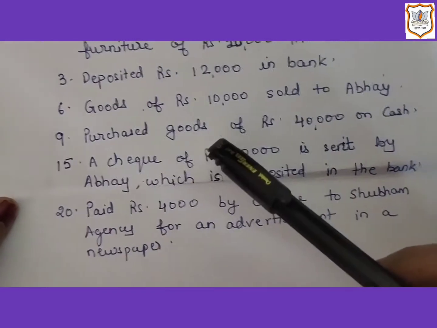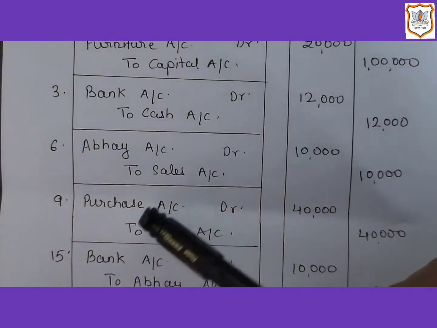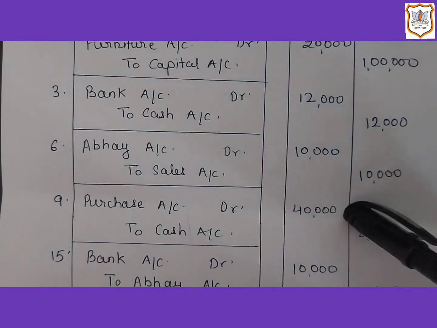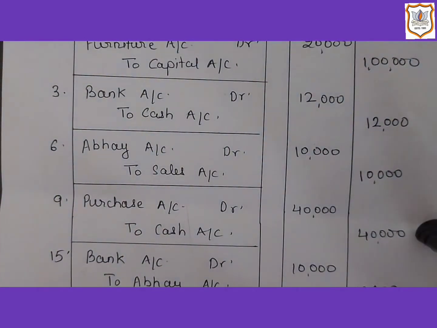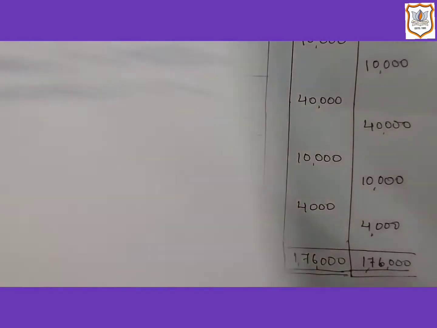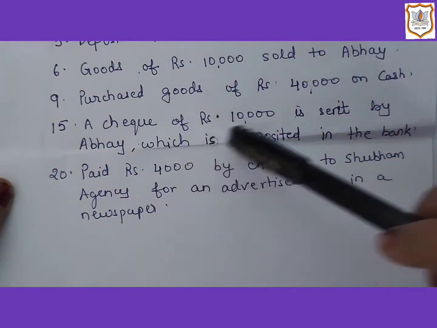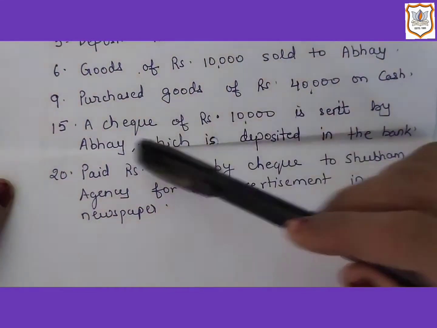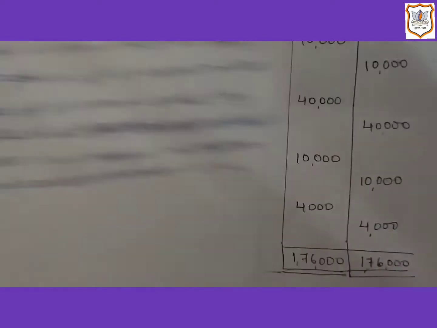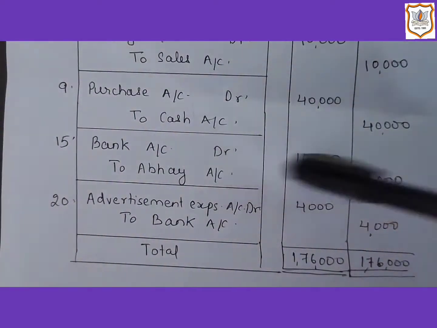Now next, date 9th, purchased goods of rupees 40,000 on cash. Here purchase account will be debited by rupees 40,000 and cash account will be credited by rupees 40,000. Then let us see the next one. Date 15th. A check of rupees 10,000 is sent by Abhay, which is deposited in the bank. So here bank account will be debited by rupees 10,000 and Abhay's account will be credited by rupees 10,000.